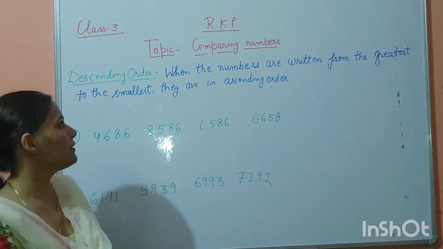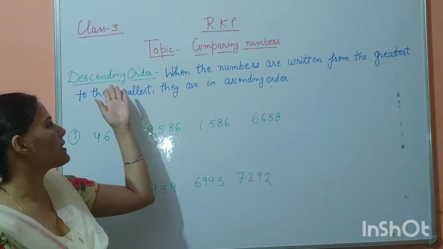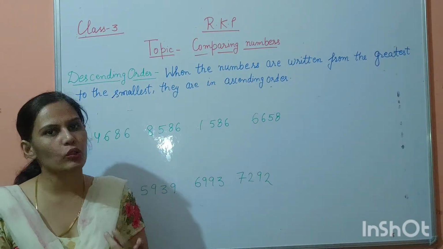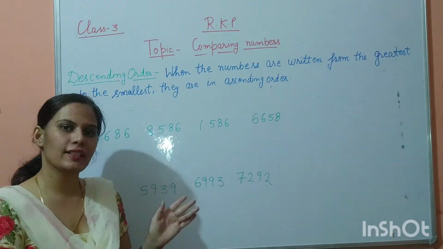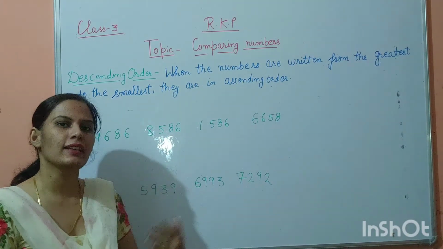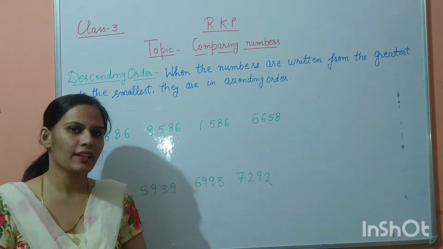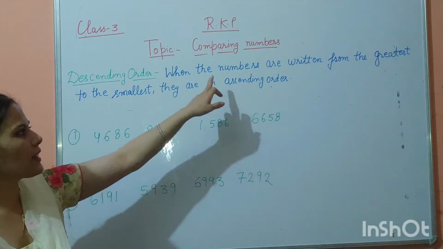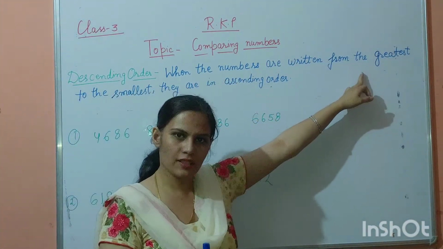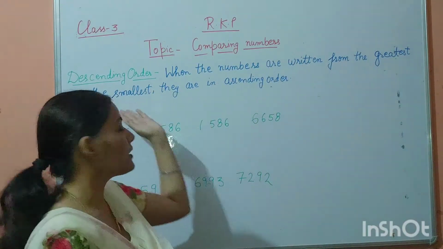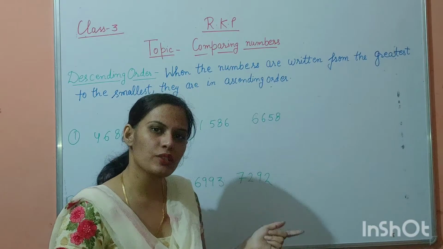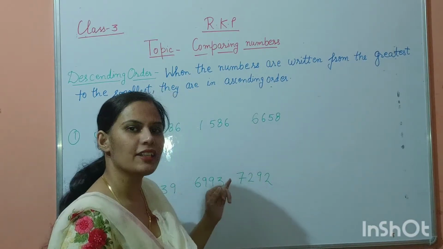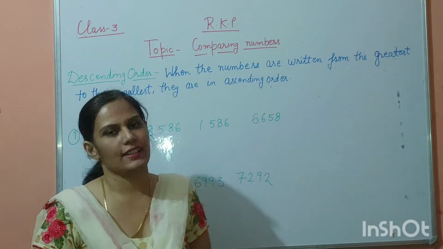Now students, our next topic is descending order. It is opposite to the ascending order. In ascending order we write the smallest number first and at the end we write the greatest number. But in this we write first the greatest number and at last we write the smallest number. In ascending order we use the less than sign, and in descending order we use the greater than sign.